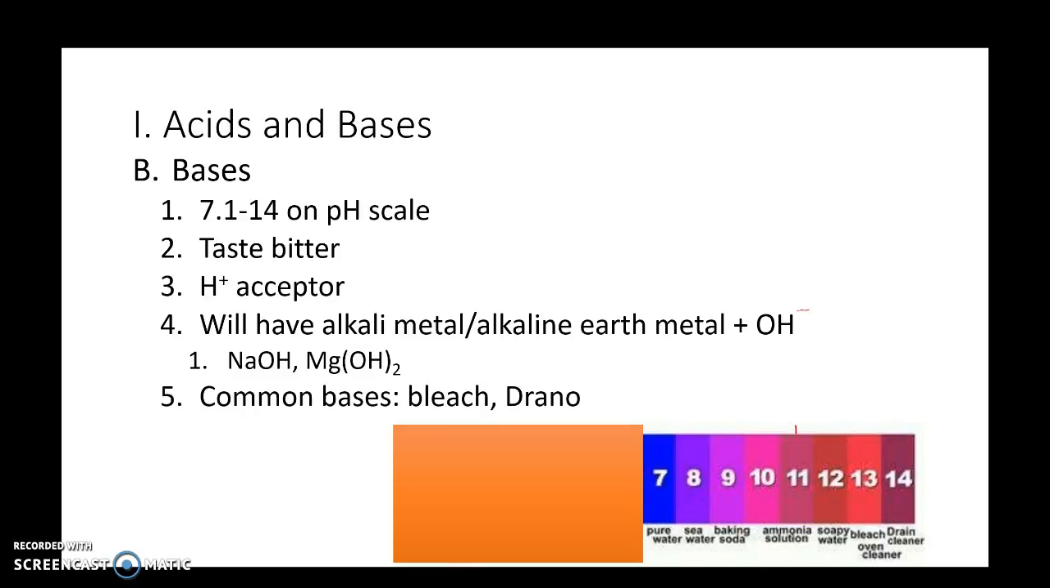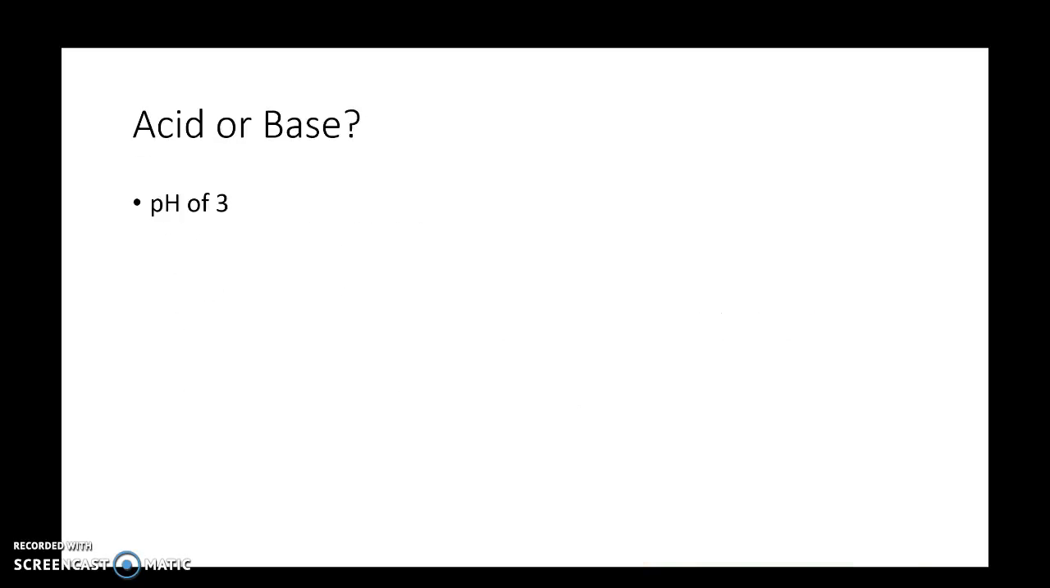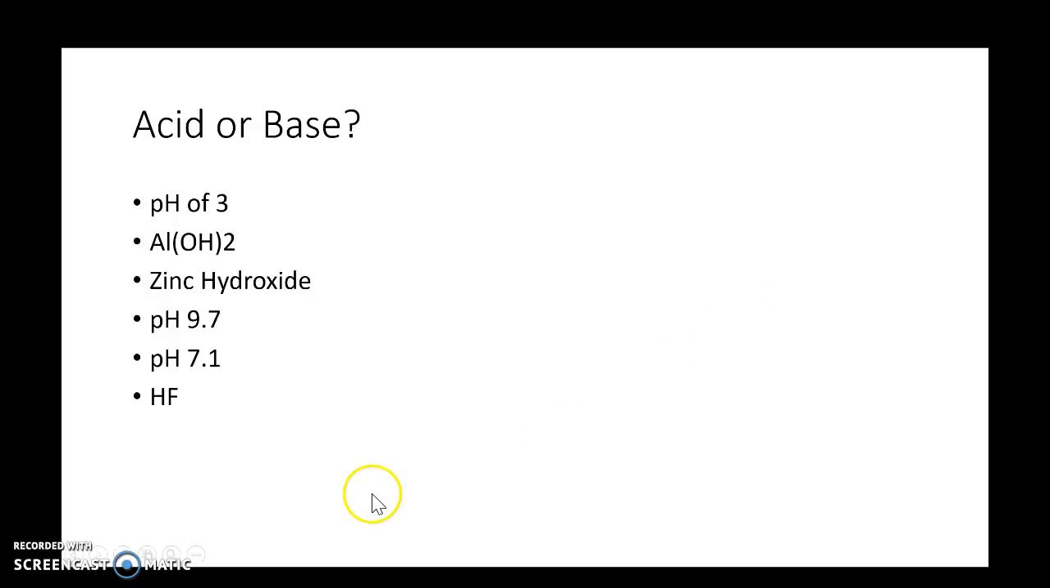Okay, and here are some common bases. So here are some examples. I want you guys to try to determine if this is going to be an acid or a base. So you need to pause the video, try this out, and then when you hit play, you will be able to check your answers.